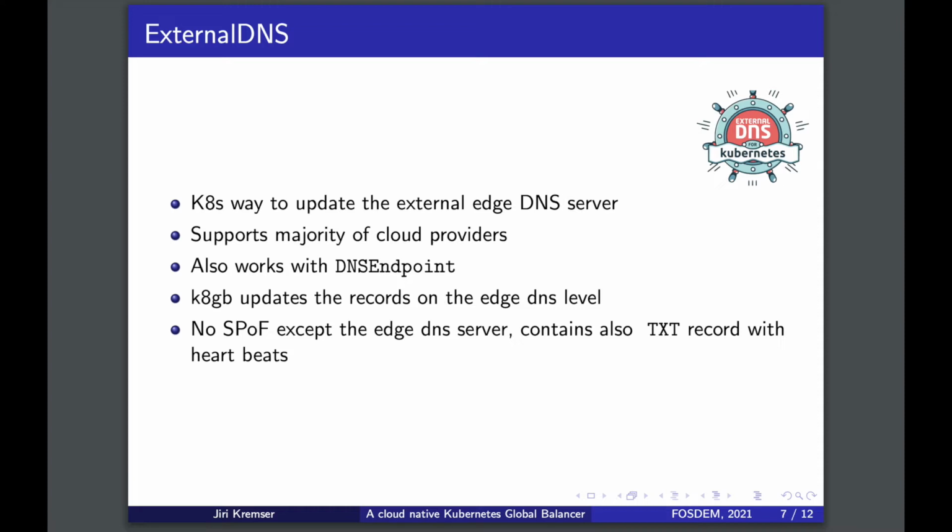They support the majority of cloud providers, be it Route 53, NS1, Infoblox, and numerous others. It also works with the DNSEndpoint custom resource, and we also update a TXT record on the external DNS server by each controller to represent heartbeats from our controllers. This is done to prevent the split brain scenario where each operator needs to report itself as healthy, and if it doesn't update itself for a predefined time, it's considered broken. This can answer questions like what will happen if somebody unplugs the electricity in one data center altogether.